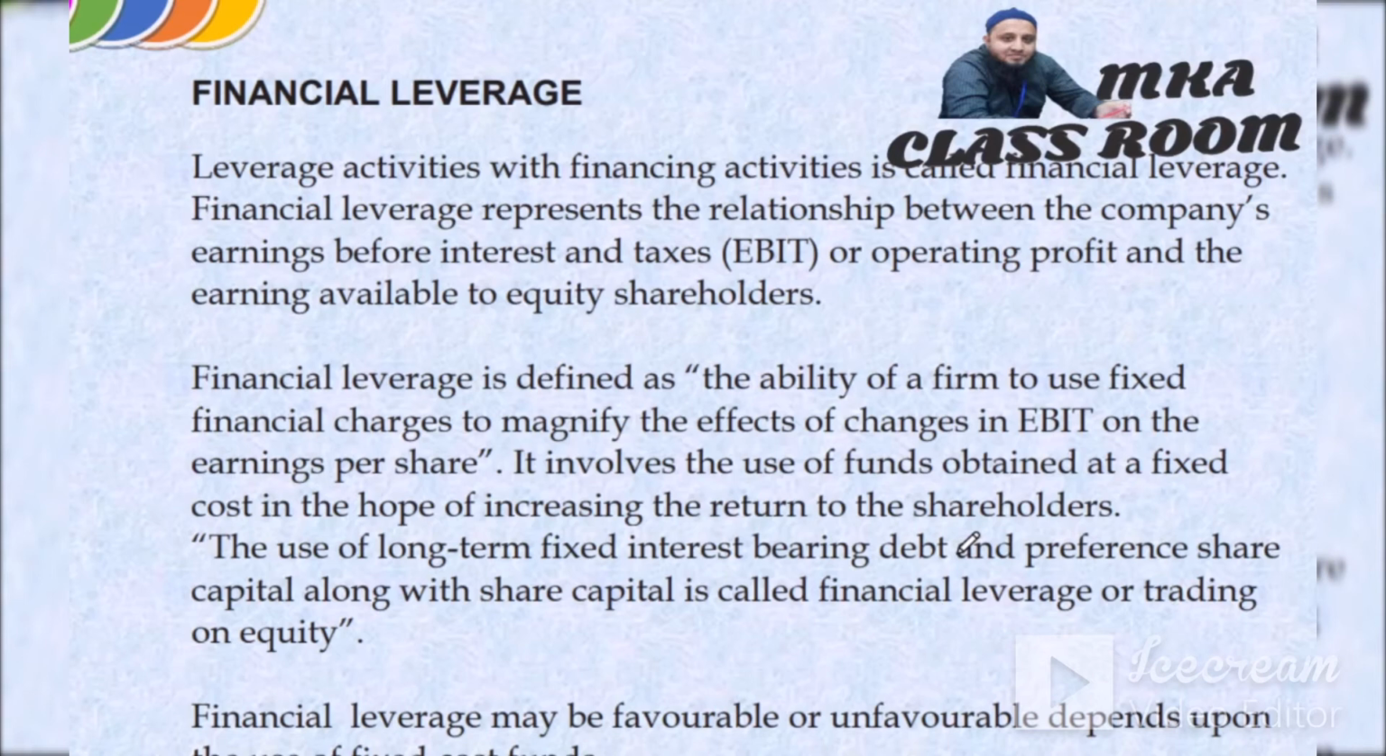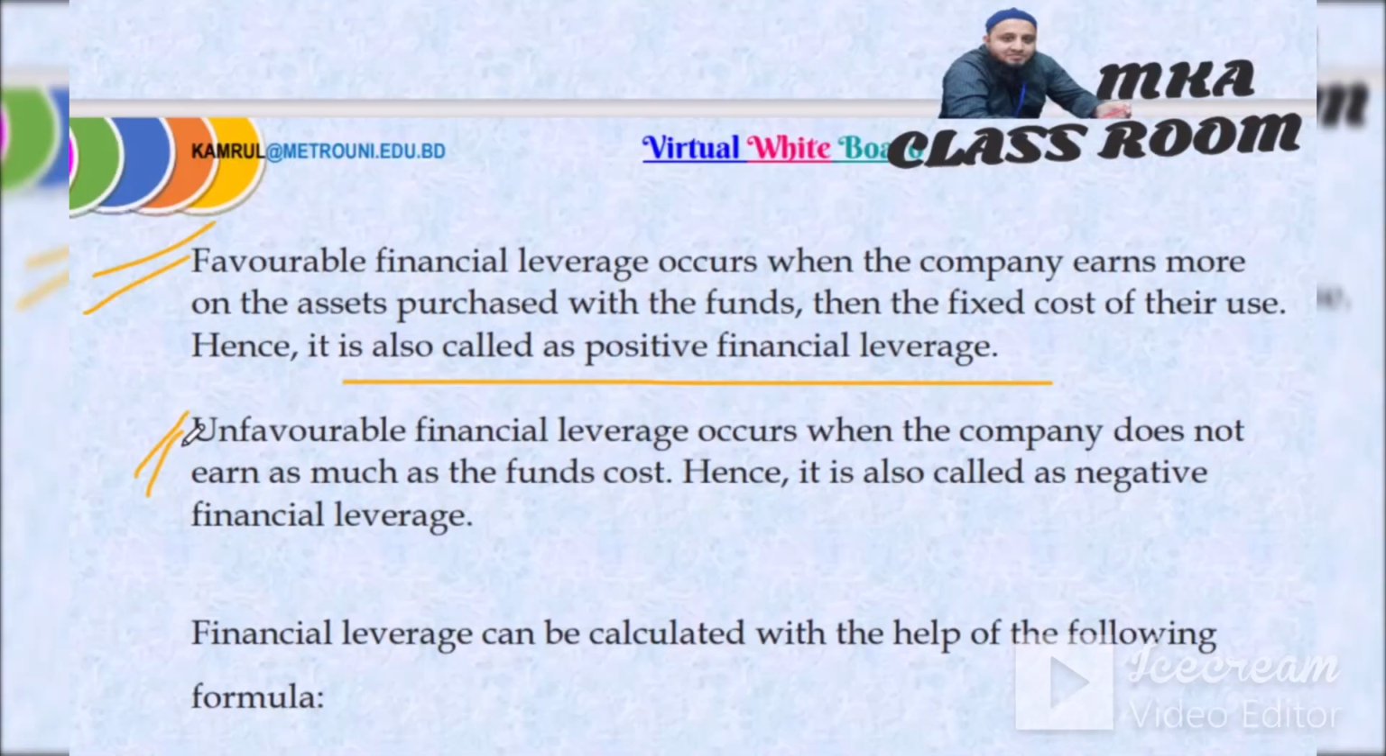Favorable financial leverage occurs when the company earns more on assets purchased with the funds than the fixed cost of their use. Hence, it is also called positive financial leverage. Unfavorable financial leverage occurs when the company does not earn as much as the funds cost. Hence, it is also called negative financial leverage.